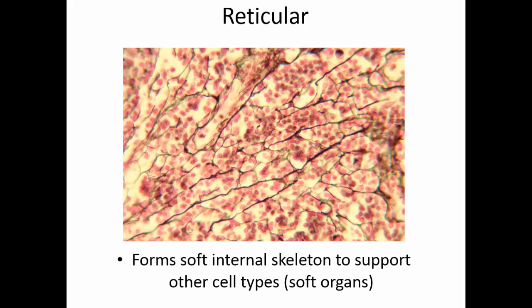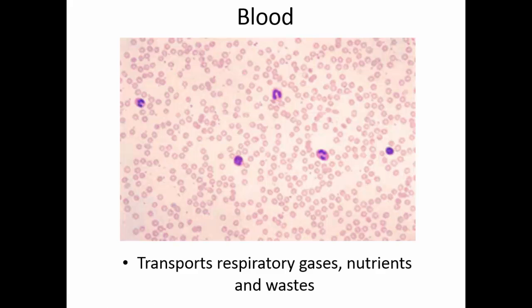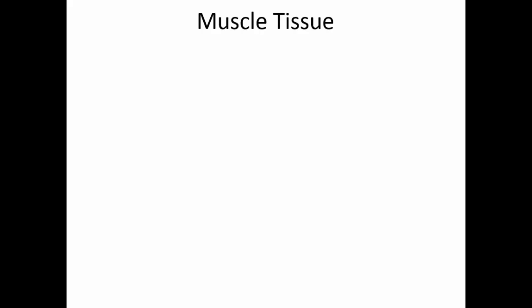Reticular connective tissue helps form a soft internal skeleton for some of these really squishy organs, like the liver and the spleen. Here the fibers make sort of a network, and the organ cells are suspended in that network of fibers. Blood is also a connective tissue. This is the tissue that helps transport respiratory gases, nutrients, and waste. The red cells, the white cells, and the platelets are the cells of this tissue, and the plasma is the matrix.